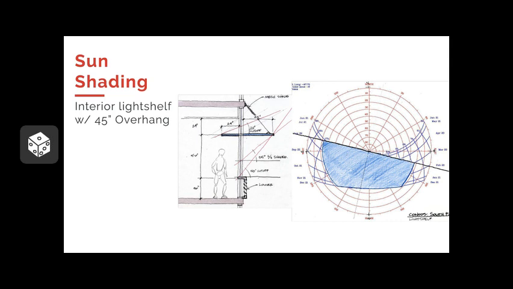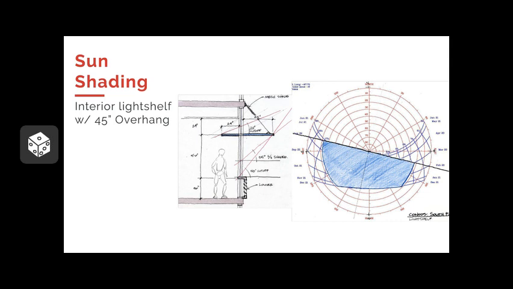And one step further, what if we added an internal skylight or an internal light shelf that would actually take the light and bounce it back up into the ceiling? And you can see with this combination of the external and the internal light shelf that you've got the maximum amount of shading within your space.